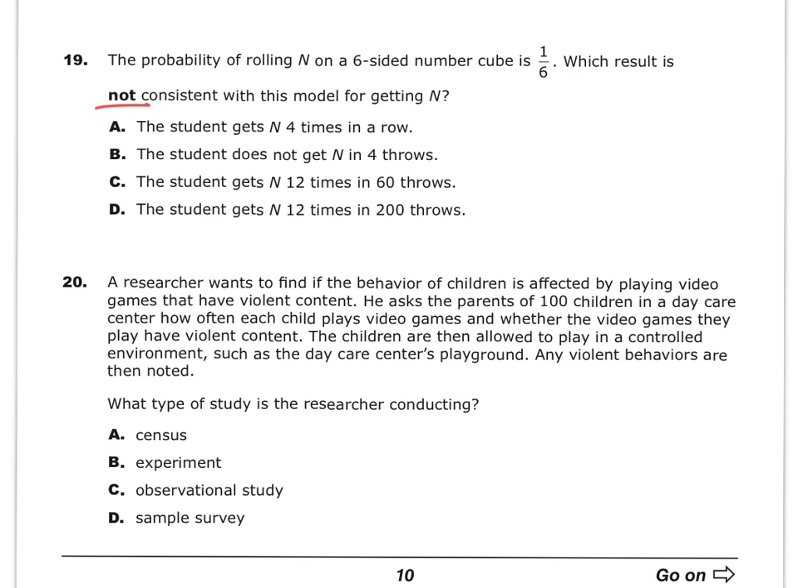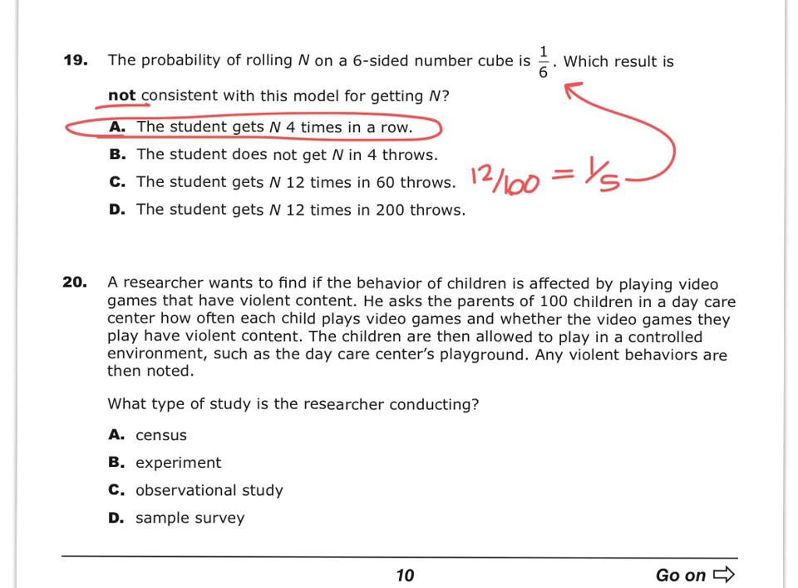So the correct answer is A, because if you rolled a die and you wanted to get a 3, if you got that number 4 times in a row, that should stand out to you as being a little odd. The other one, not getting the number that you wanted in 4 throws, that seems reasonable because there's 6 sides. So that kind of makes sense. 12 times out of 60 throws, if you divide 12 by 60 and simplify that in your calculator, that gives you 1/5, which is pretty darn close to 1/6.